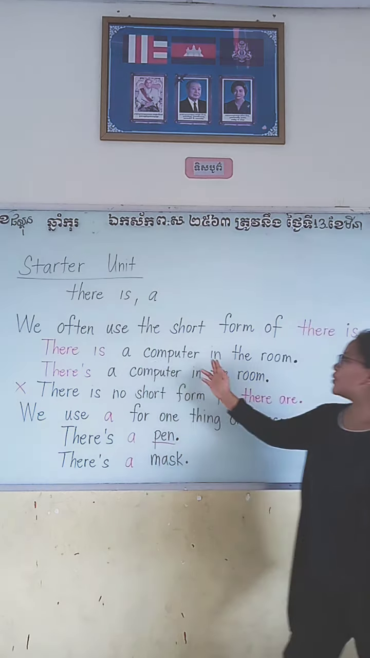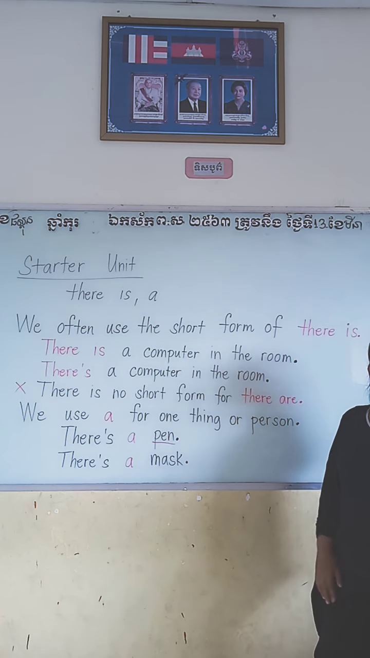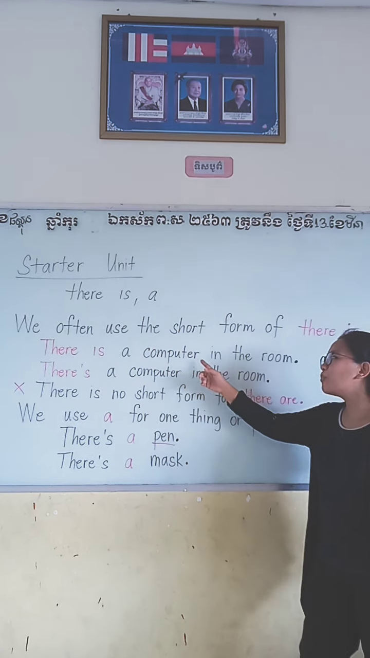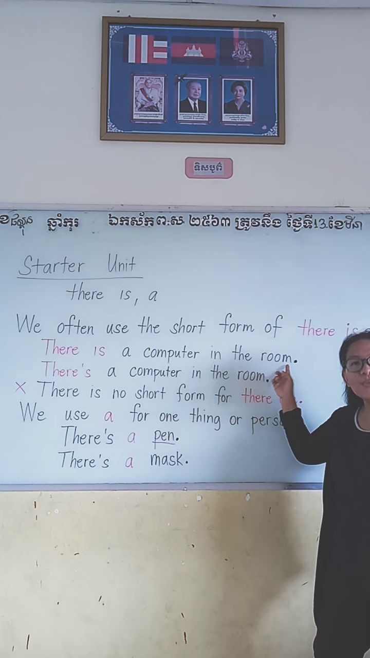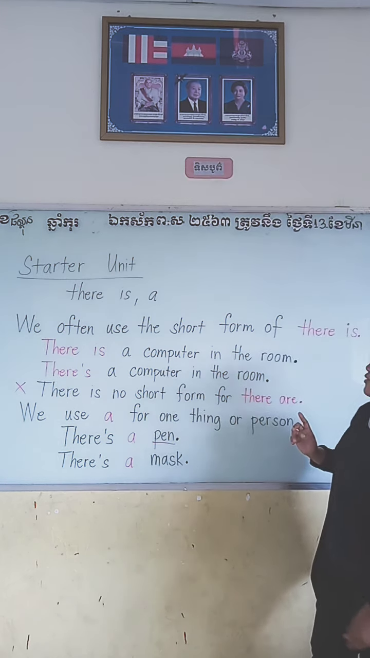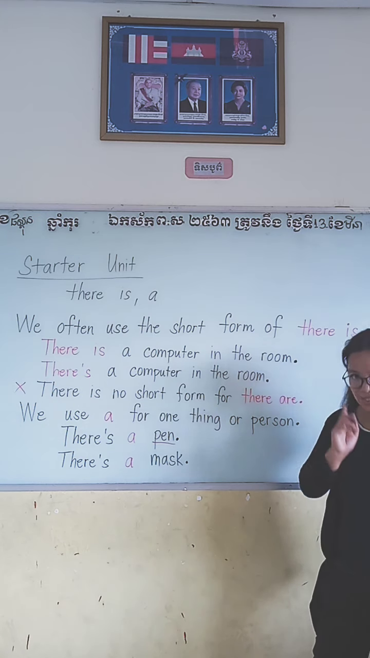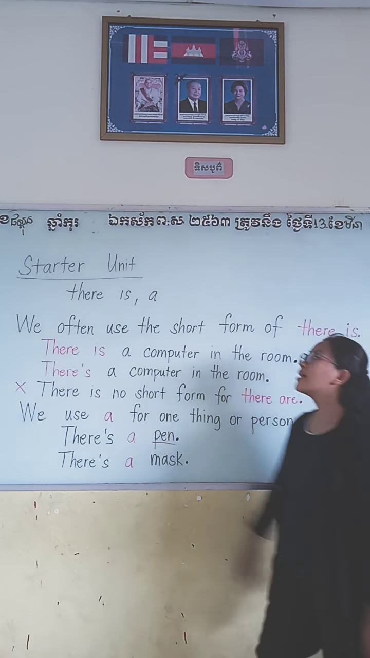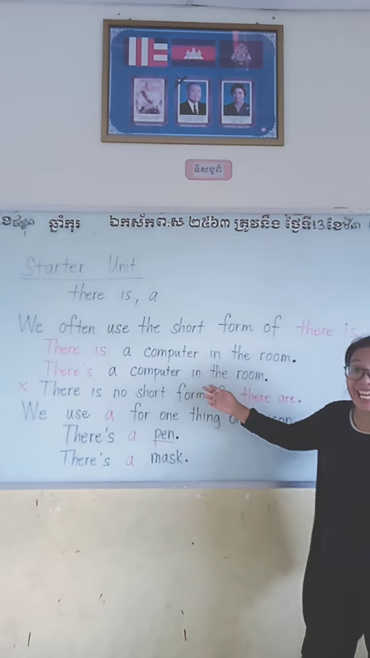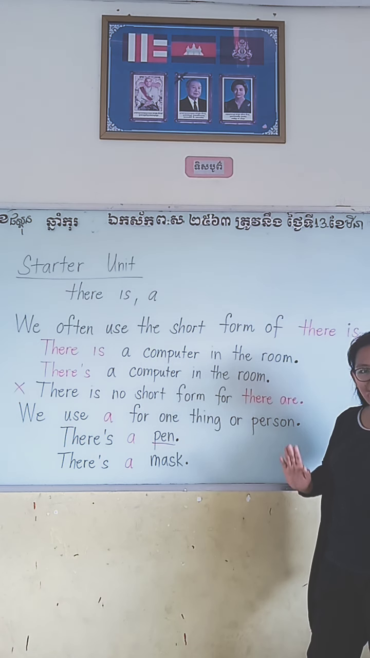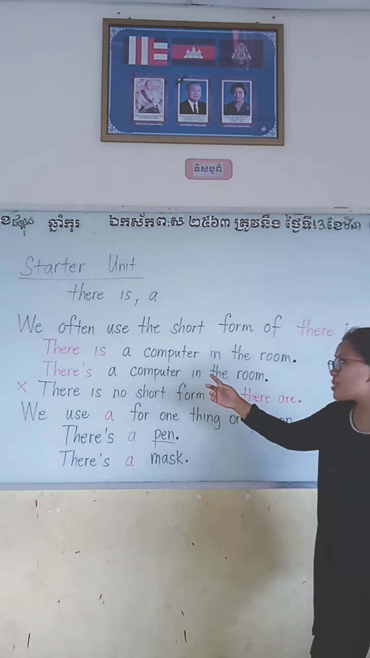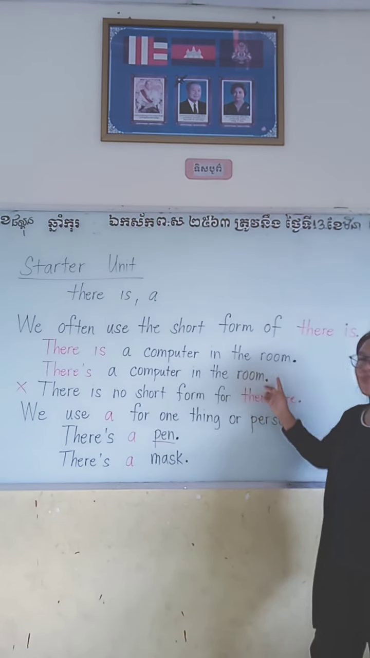There is a computer in the room. Again, let's read. There is a computer in the room. Very good. Now, let's read the short form of there is. Let's read the sentence this time. There's a computer in the room. Again. There's a computer in the room.